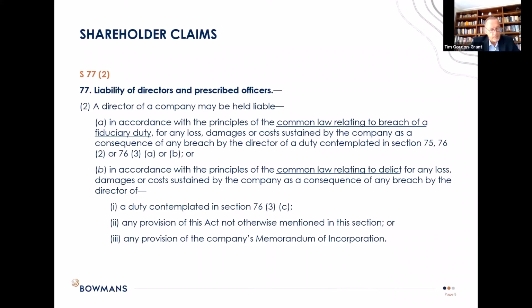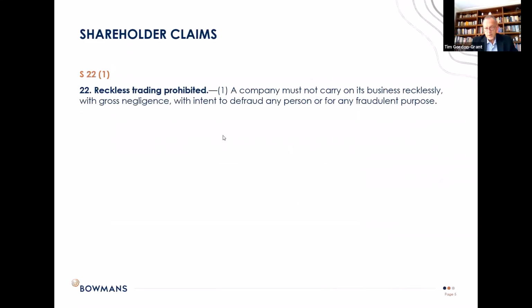So another example was, if you look at section 22(1) of the Companies Act, which I will quickly find, which makes a very general statement, and there it is. A company must not carry on its business recklessly, with gross negligence, with intent to defraud any person or for any fraudulent purpose. You'll notice there that there are all sorts of fault elements that come in. It's not strict liability. There must be recklessness, negligence of a gross type, or intention, and fraudulent purpose.